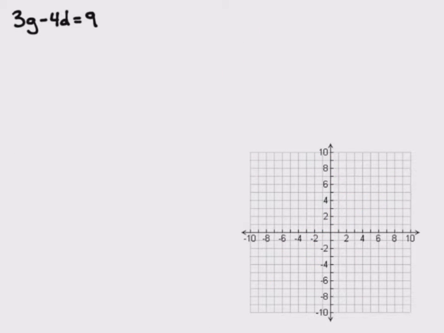Alright, here's an equation that's going to prove a little bit more difficult than the ones we've done so far. Now, before we define which variable is our dependent variable and which one is our independent variable, let's just go ahead and find the g-intercept and d-intercept. So please pause the video and find those two intercepts.